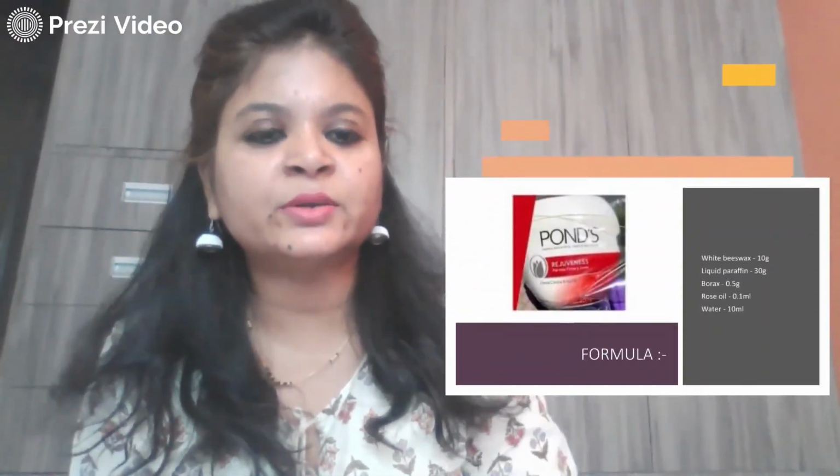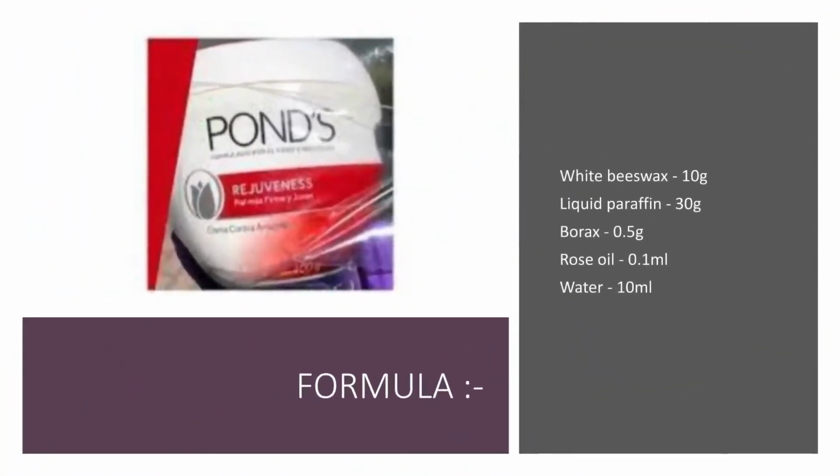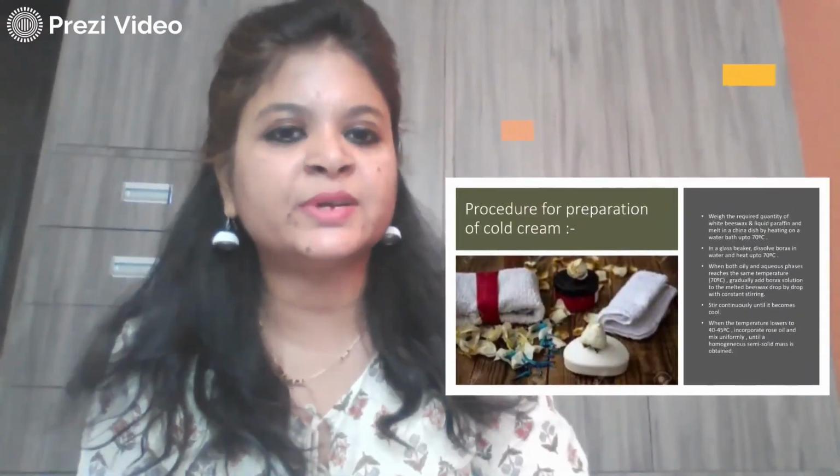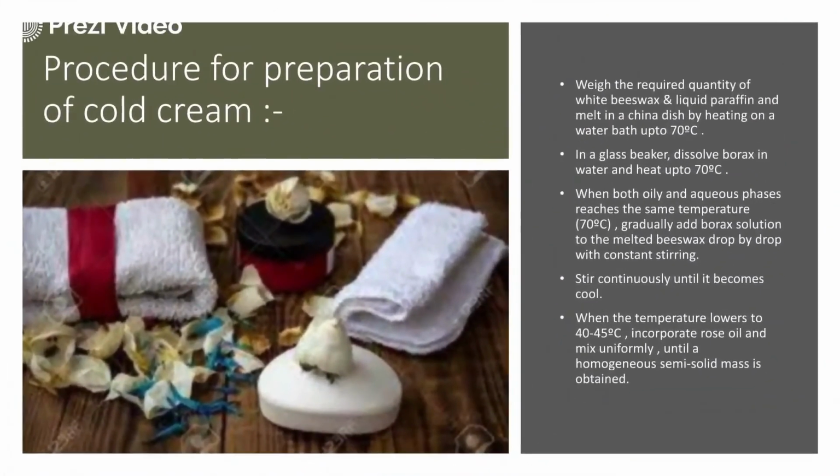Next, let us see the formula for the cold cream. Cold creams are generally composed of white beeswax, liquid paraffin in combination with borax, rose oil and water. This is the simplest formula. You again have to melt the aqueous phase and the oily phase until they achieve a temperature of 70 degrees Celsius. Then you gradually mix both phases, drop by drop, with continuous stirring, so that you get a white-colored cream. Keep stirring until the temperature lowers to 40 to 45 degrees Celsius.